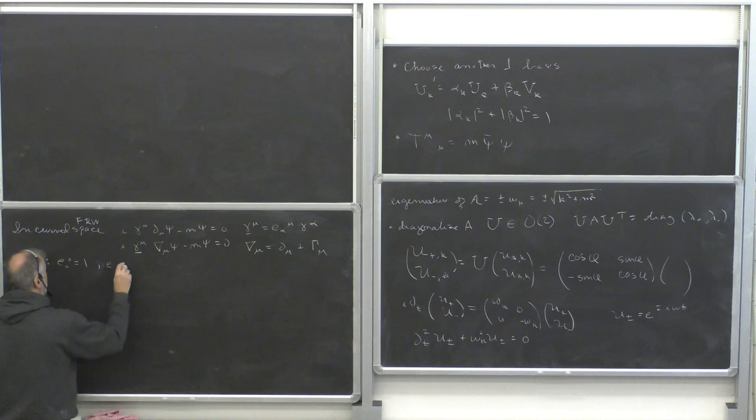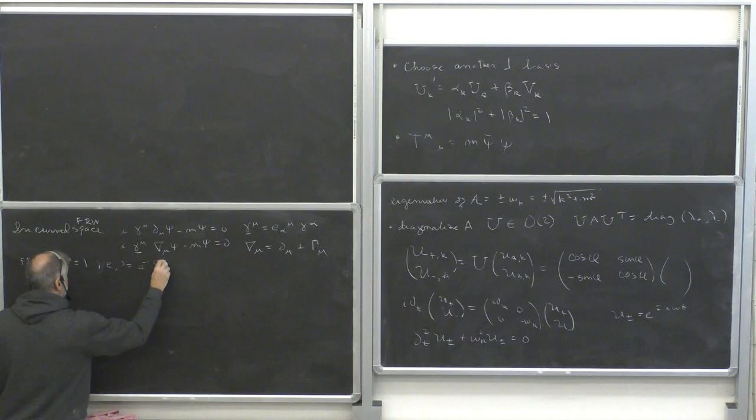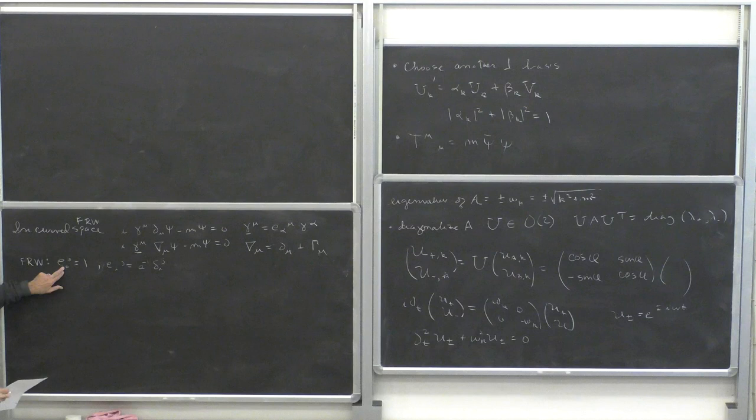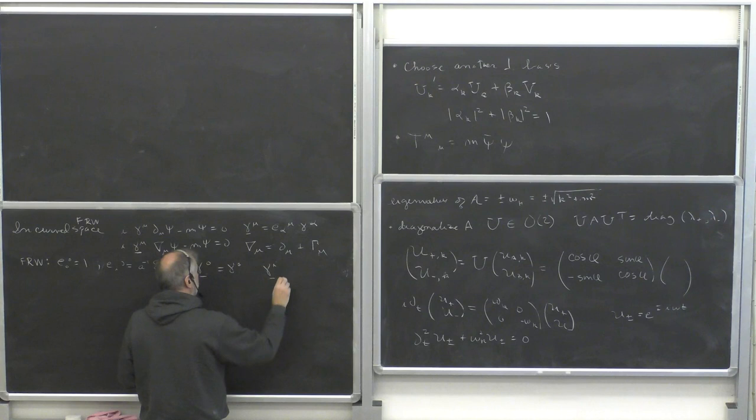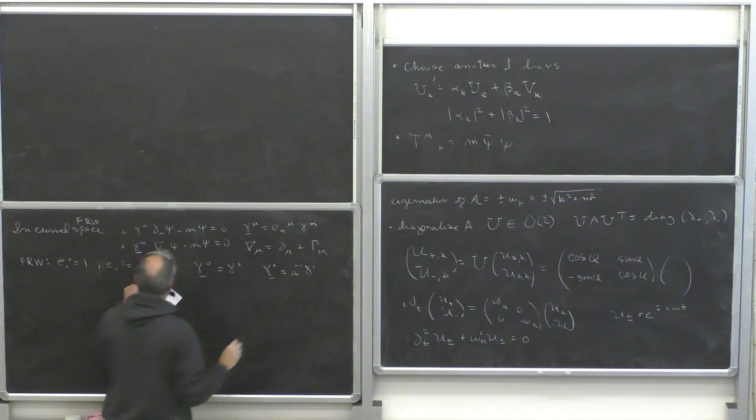E^i_j is a to the minus 1 delta^i_j, and the other one's a 0. So if you have mixed 0 and space indices, those are 0. So gamma 0 underscore is gamma 0, and gamma I underline is a to the minus 1 gamma I.